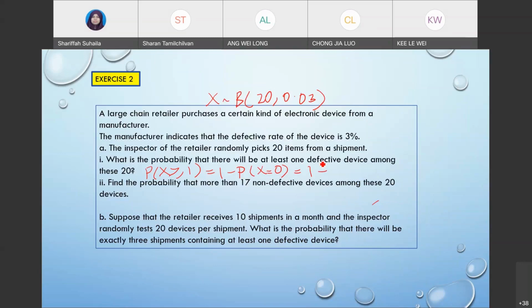Okay, find from your stats table, you have your n is 20, your pi is 0.03, your k is 0. So from the stats table, 0.5438. So then you get 0.62. Okay, second question. You want to find the probability that more than 17 non-defective devices.